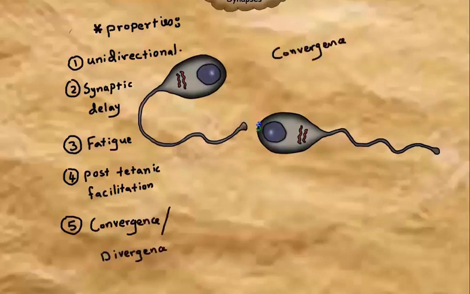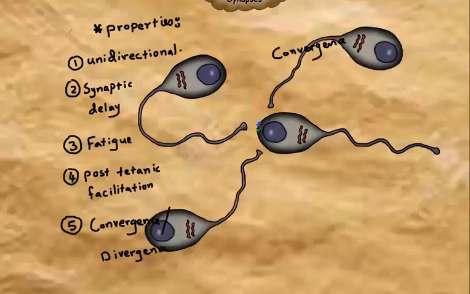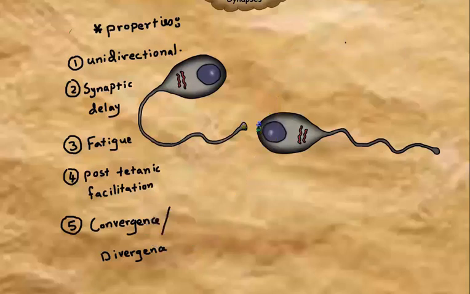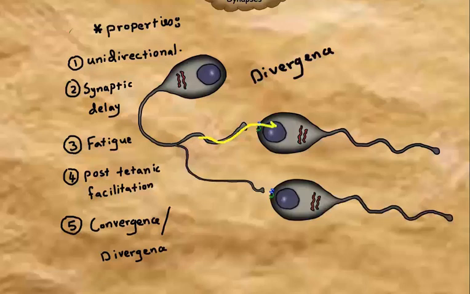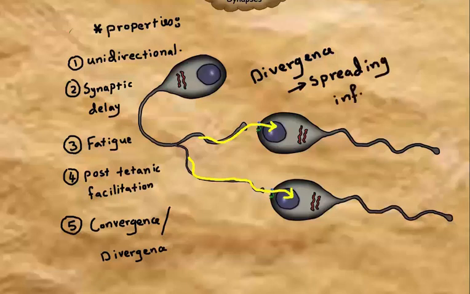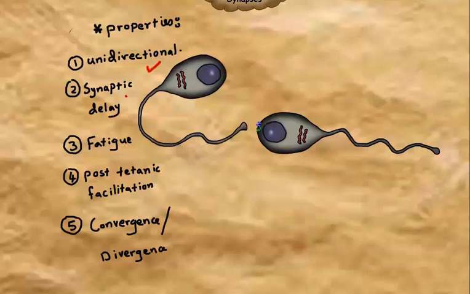Convergence is when many presynaptic neurons converge into one post-synaptic neuron. Some of them might be excitatory and some might be inhibitory, and it's for controlling the signal's output. On the other hand, divergence is when the axon of the presynaptic neuron branches off and spreads signals into many post-synaptic neurons, and it's for spreading of information throughout the nervous system.